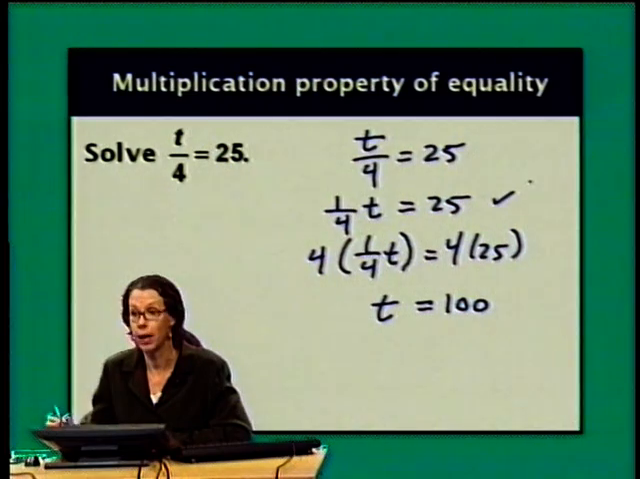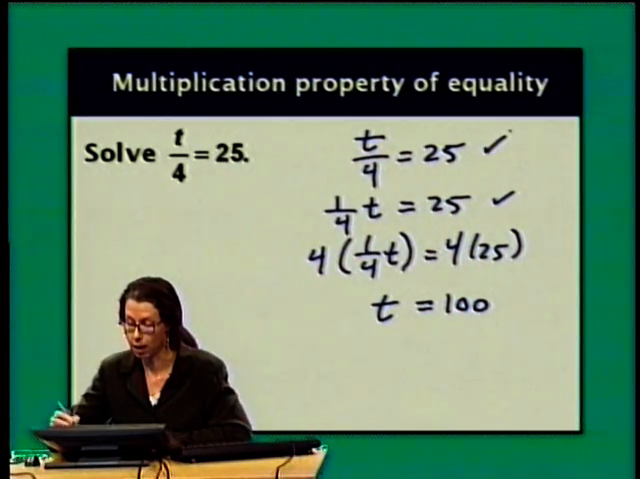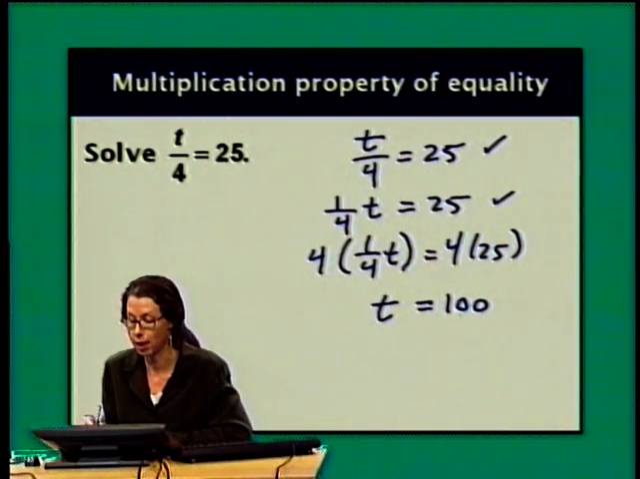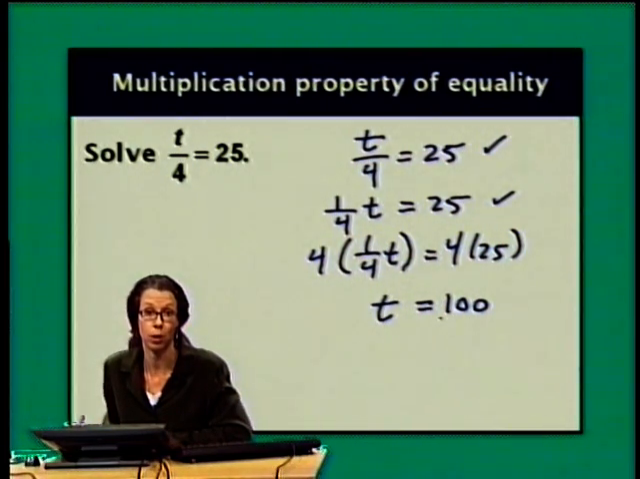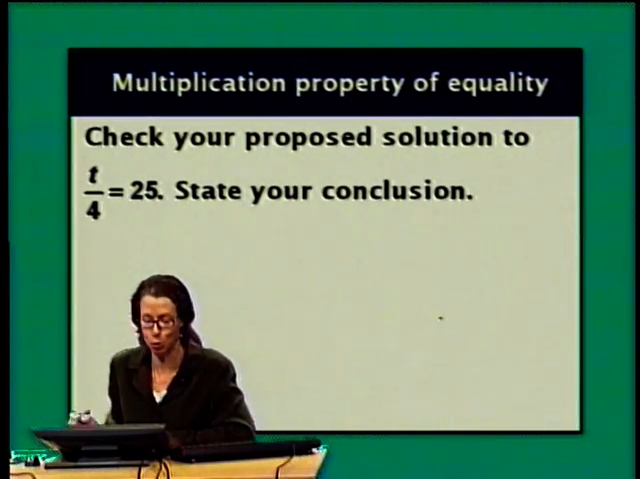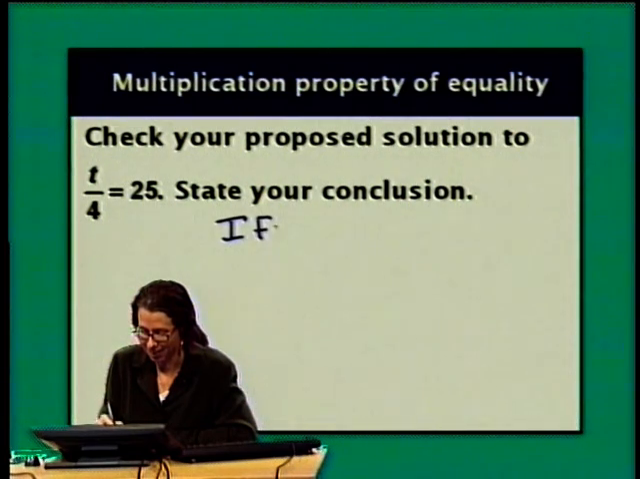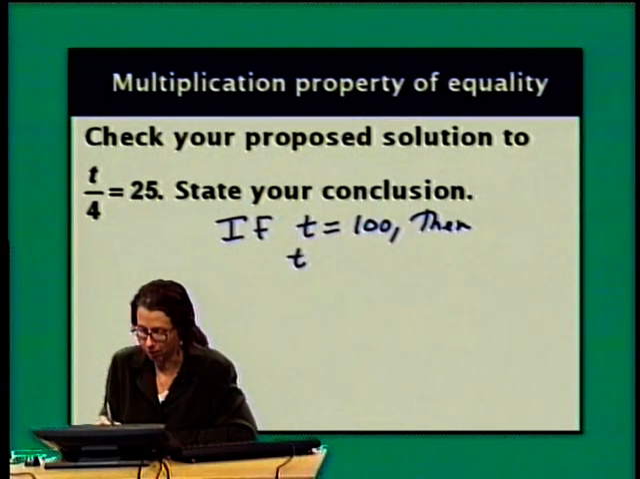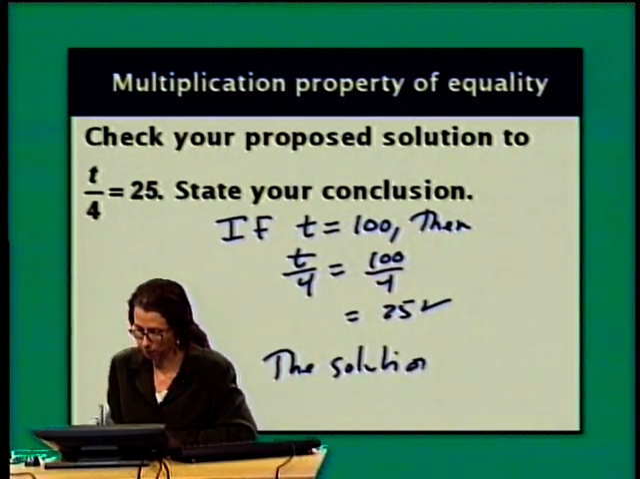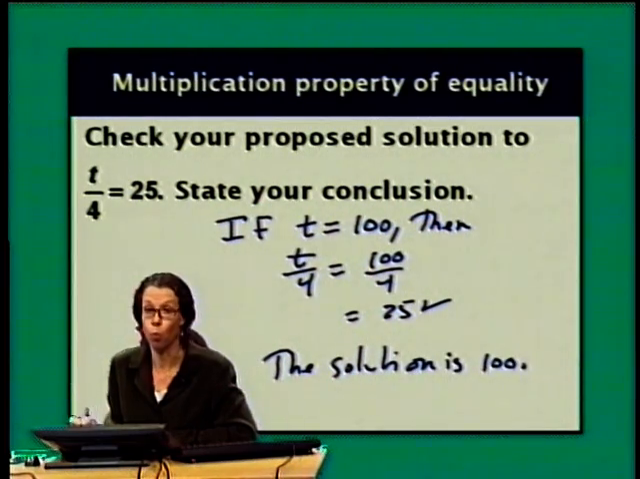Now, I didn't have to write this line. I could have multiplied both sides of the equation in the original form by 4 and ended up with the same equivalent equation. So now I want to check my proposed solution and say what the solution is. So if t equals 100, then t over 4 equals 100 over 4, which, what do you know? It's 25. So the solution is 100.